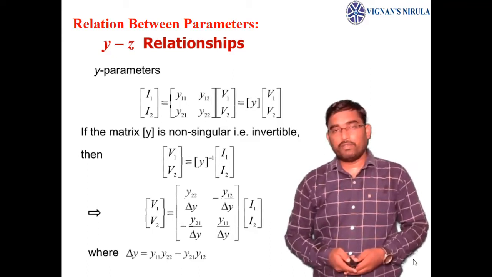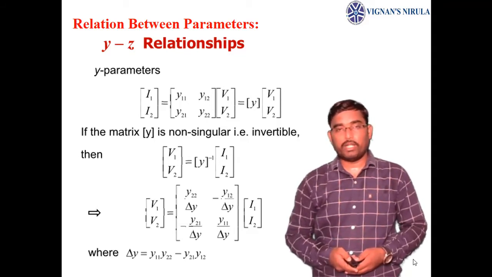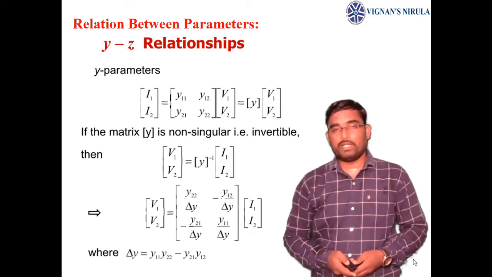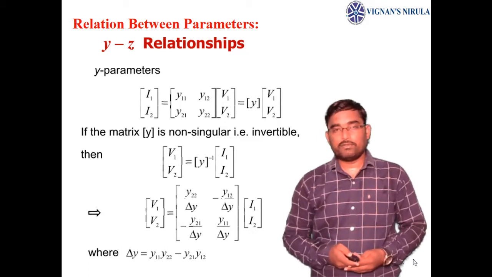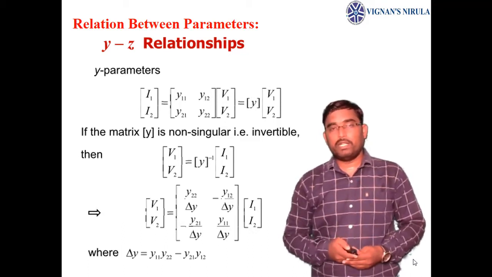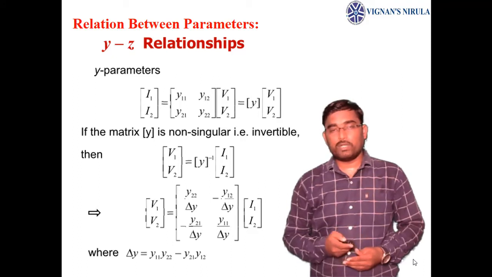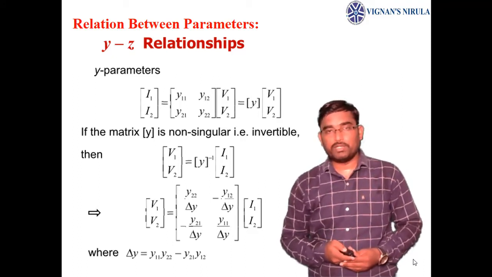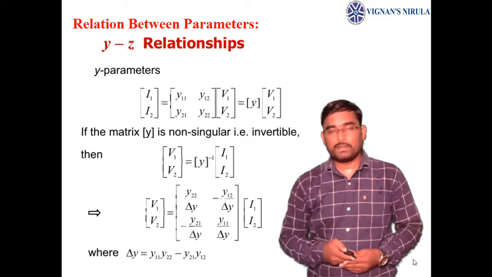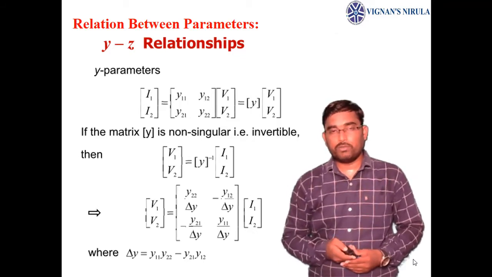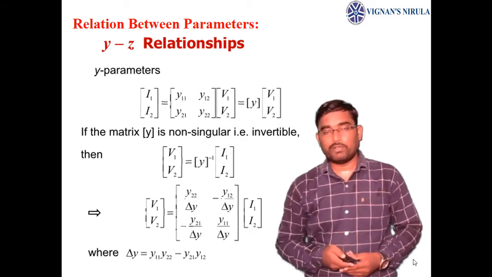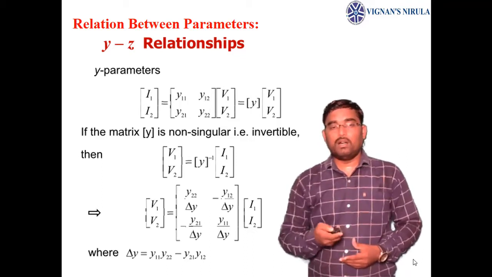From this we can write the V1, V2 matrix as the inverse of the y matrix into I1, I2. If you find the inverse of the 2 by 2 y matrix, the first element becomes y22 by delta y, where delta y equals y11 y22 minus y12 y21, which is the determinant of the y matrix. The second element becomes minus y12 by delta y, the third element becomes minus y21 by delta y, and the fourth element becomes y11 by delta y, into I1, I2.